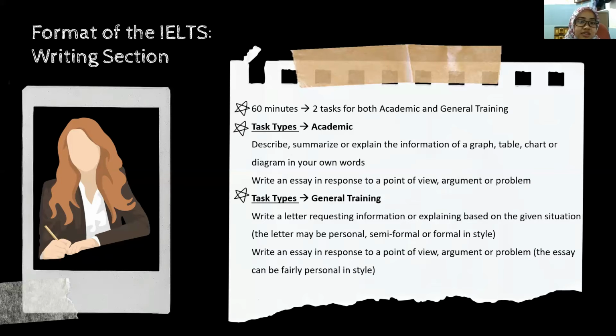In IELTS general training, the first task is to write a letter requesting information or explaining a situation based on the given instruction. And the letter must be personal, semi-formal, or formal in style. And the second task is to write an essay in response to a point of view, argument, or problem. And this essay can be fairly personal in style.